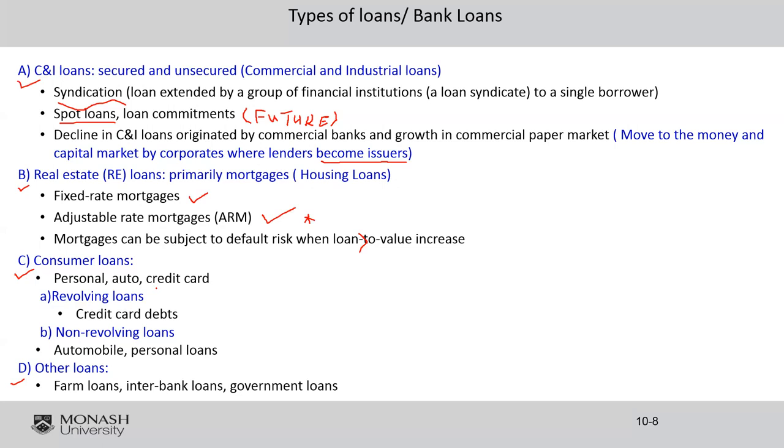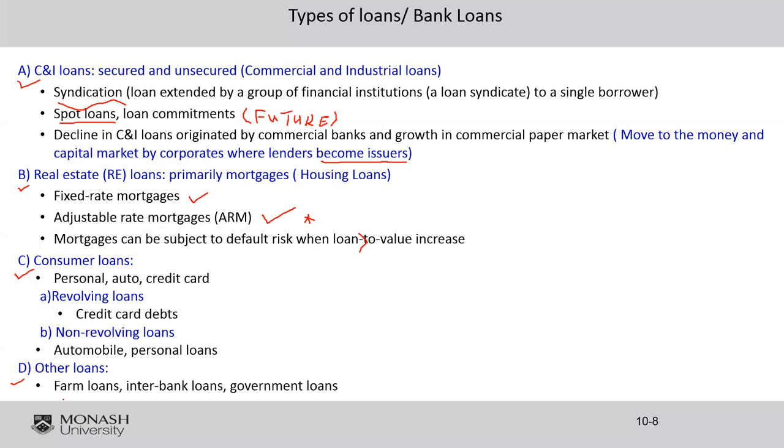So it's revolving. But we have non-revolving, which means it's a one-time loan. It's not repeated, like automobile loans and any other personal loans. You take the loan, and after you pay it, if you want another loan, you have to sign a new contract and go through a new process to receive this loan.